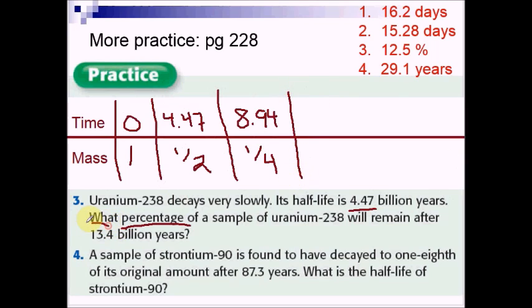And we're trying to get to 13.4 billion years, which is our next one. One more half-life down the road is 13.41 billion years, which is going to give us an eighth of our sample. So we know we have an eighth of the sample left after 13.4 billion years. That's 3 half-lives that have passed, 1 half-life, 2 half-lives, 3 half-lives.